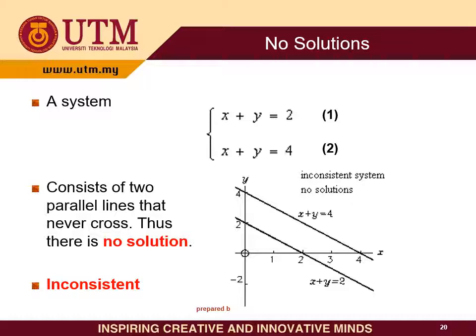Okay, for number 3, no solutions. We have two linear equations, x plus y equals 2 and x plus y equals 4. If you plot this on the graph, you will get these two lines, one for x plus y equals 4 and one for x plus y equals 2. If you see, the two linear equations are parallel, so there are no points in common between these two equations. They are parallel lines, so there is no solution and it is inconsistent.